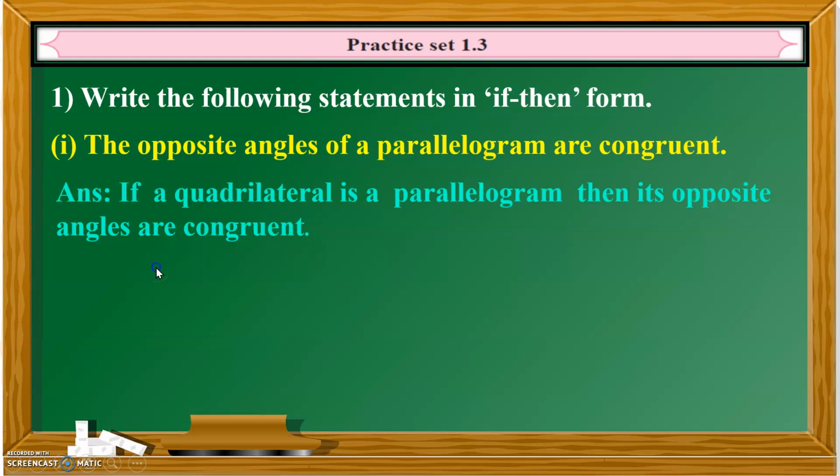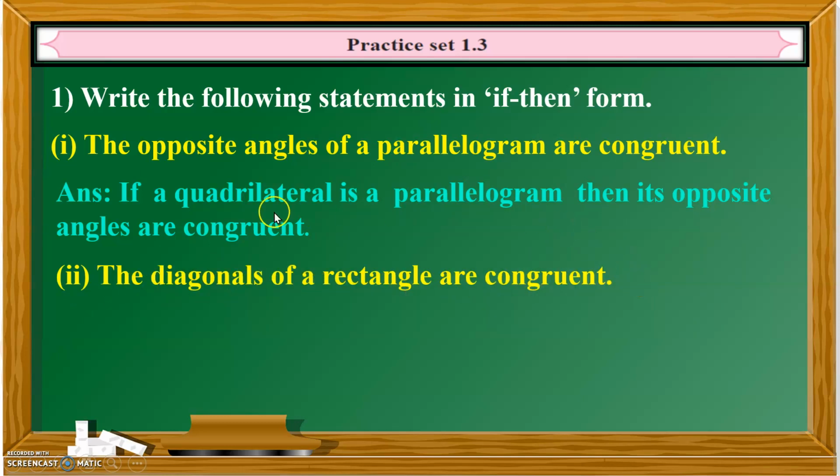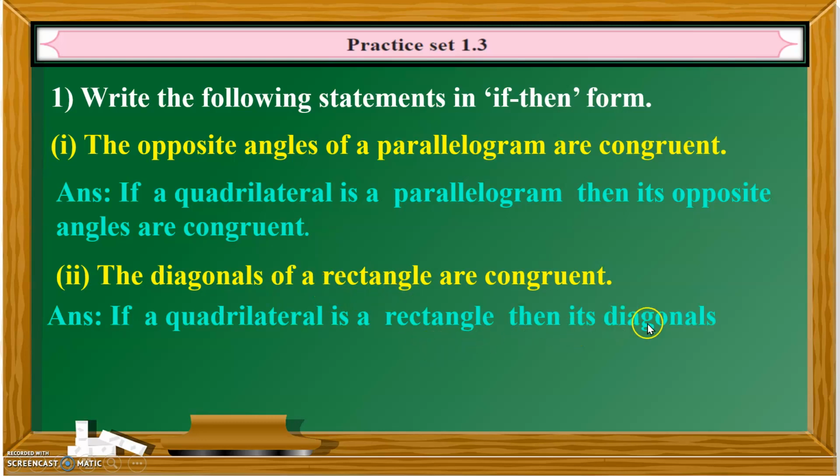Okay, let's take up another sum. The second one: the diagonals of a rectangle are congruent. Now, like in the first question, you should understand what is hidden here. Again, there is no if, there is no then. You have to write that. So let us write what a rectangle is. A rectangle is a quadrilateral. I think some of you can guess the answer. Let's write the answer: if a quadrilateral is a rectangle, then its diagonals are congruent.